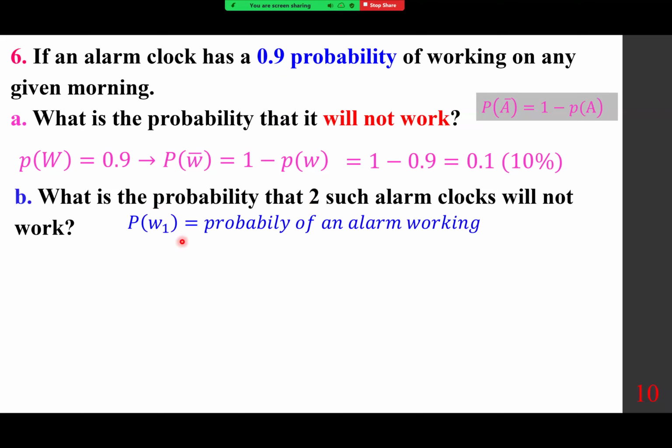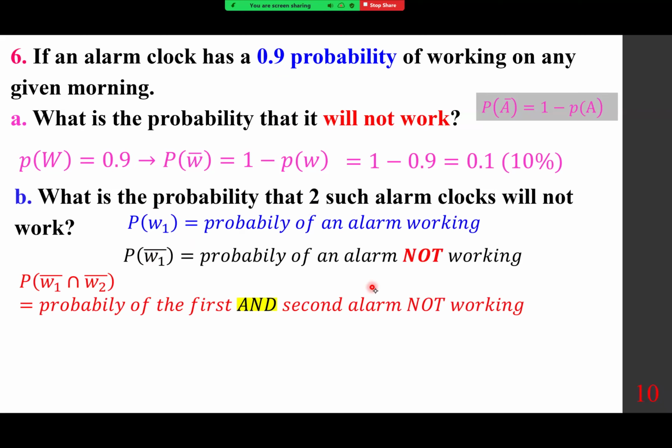Probability of W1, the first one working, is the probability of an alarm working. Probability of W1 not, is the probability of an alarm not working. That's how we are going to define that. So the probability that they won't work, because they're independent, one has got nothing to do with the other, unless for some reason they are related.